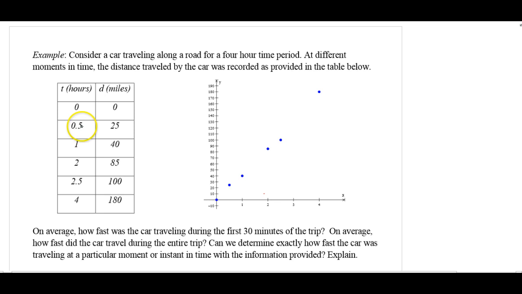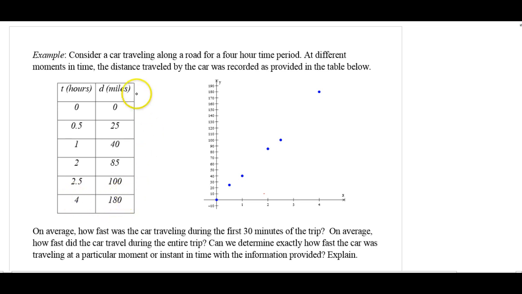At 0.5 hours, or at 30 minutes, right, because our time is in hours, so at a half an hour or 30 minutes, I have then traveled a total of 25 miles. After 1 hour has passed, I've traveled 40 miles. After 2 hours, 85 miles. 2.5 hours, 100 miles. And then we jump all the way to the end of our trip. We've traveled 4 hours and we've gone a total of 180 miles.